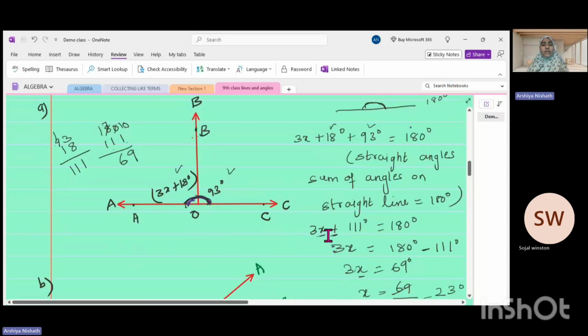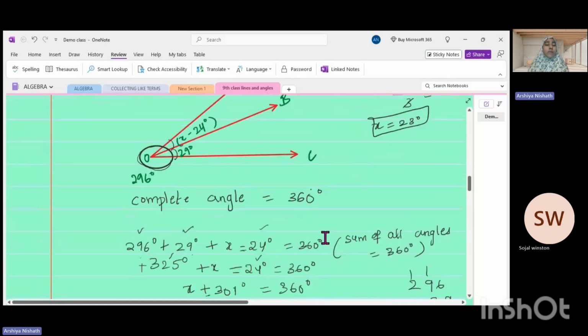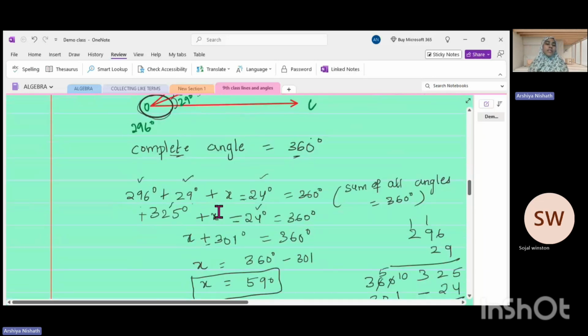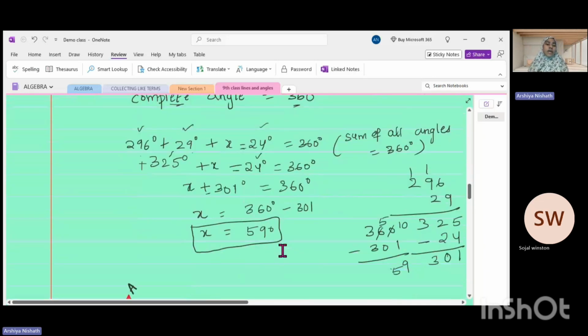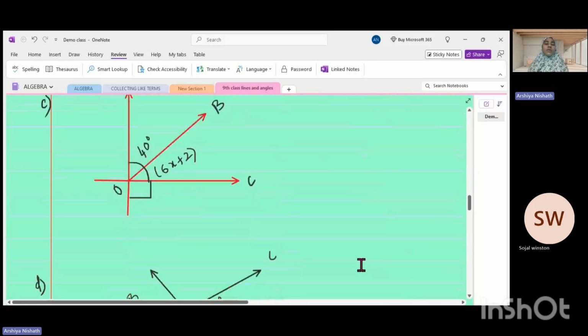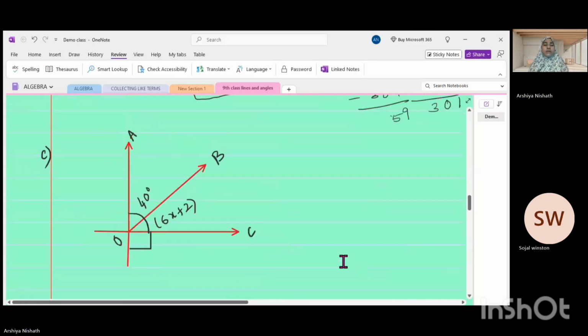Okay, like that only, what we have used here: the sum of all angles in a complete angle is 360 degrees. So that's what we did. We have added the given angles together. So all the angles plus x is equal to 360 degrees. Okay, then we have added it. Similarly, see this figure.